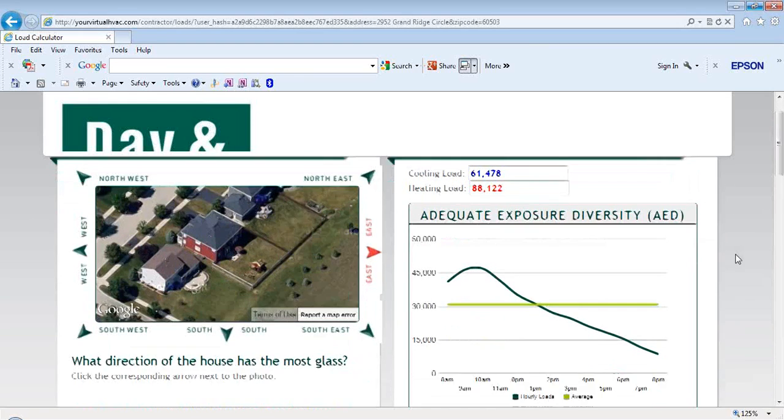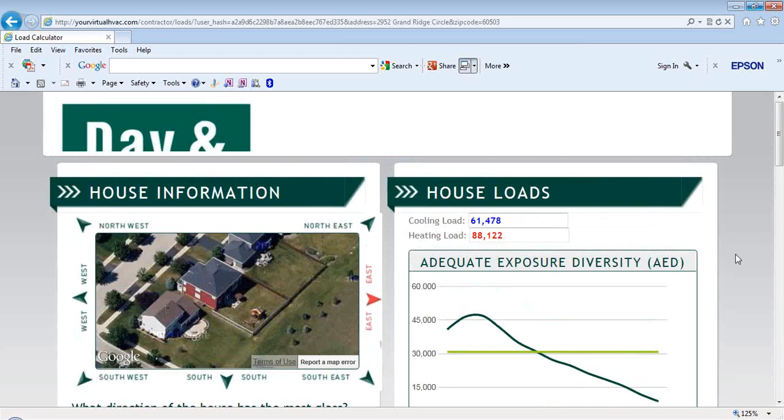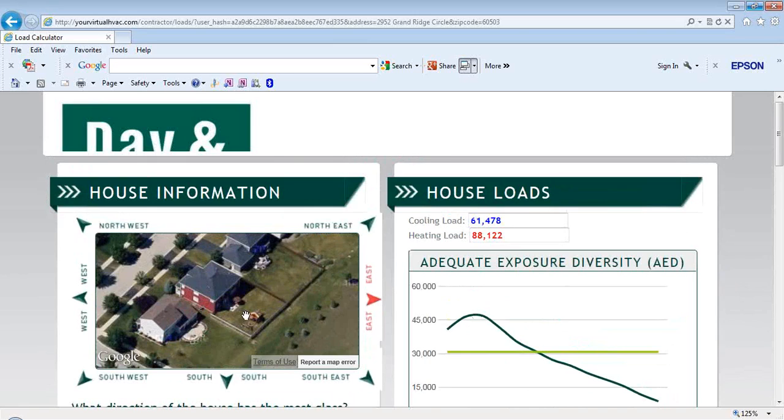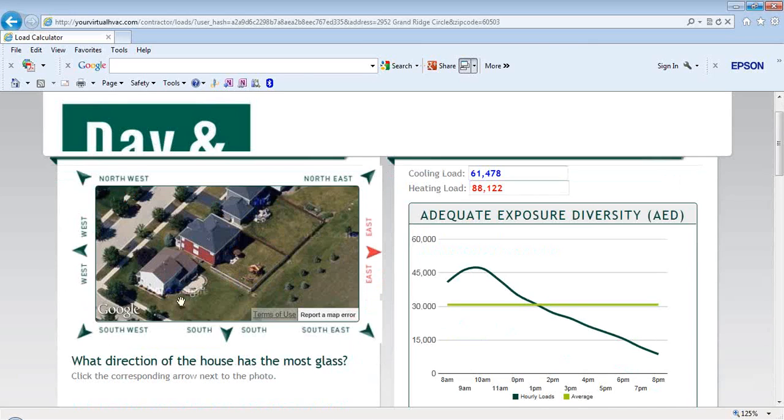I live in this house, so I know those loads are a little bit high compared to how I actually operate the house. However, they're probably a little bit lower than what a traditional load calculation might have been. But I have more data I need to put in. Right now, it's just taking its best guess on my address and my address alone. So a couple different things we'll scroll through here.